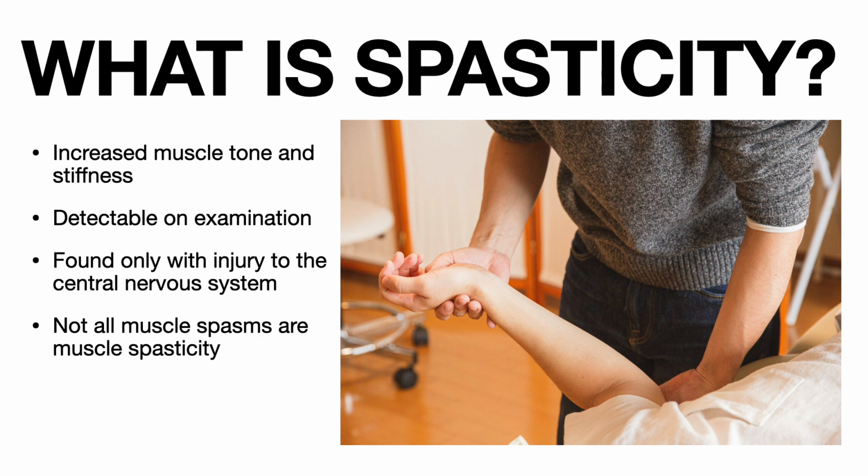So as shown here in the image on the right, it can be brought out by passive, quick ranging of the limbs. And it's only found with injury to the central nervous system, meaning injury to the brain, brainstem, or spinal cord. And not all muscle spasms are muscle spasticity. So again, if you feel like you could have muscle spasticity, you should talk to your healthcare provider.